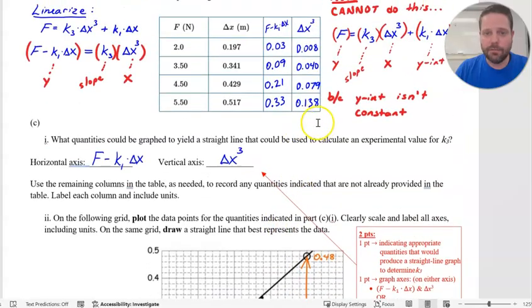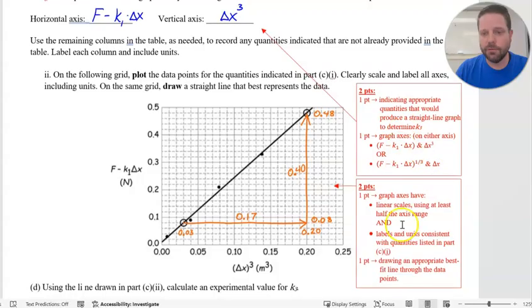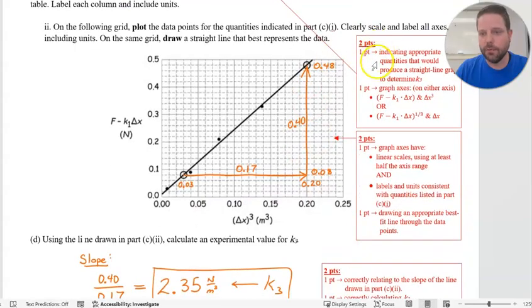If you struggle on this problem, just remember that you can just plot F versus delta X and earn 3 of these 4 points, right? Because all we need to do is to indicate the appropriate quantities that would be used to produce a straight line graph. We would probably be losing a point on there. In this case, because it's an obscure problem, there may be 2 points, but typically we can earn 2, if not more likely 3 of the 4 points.